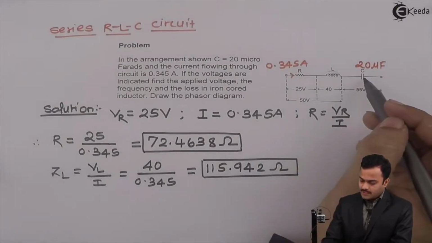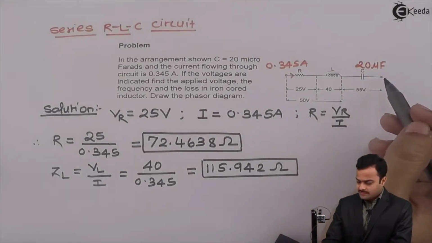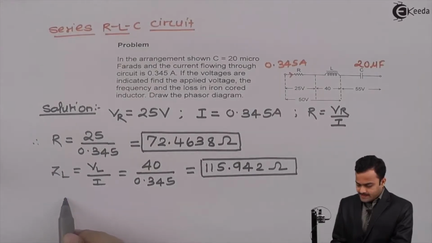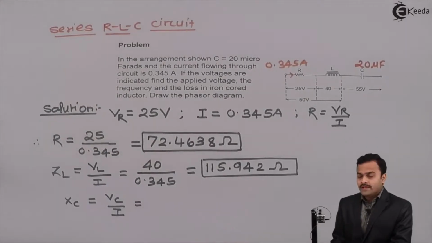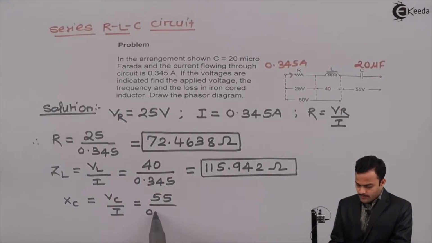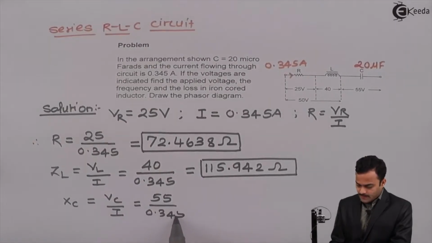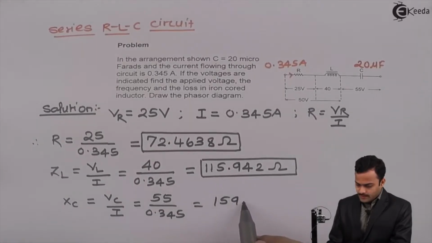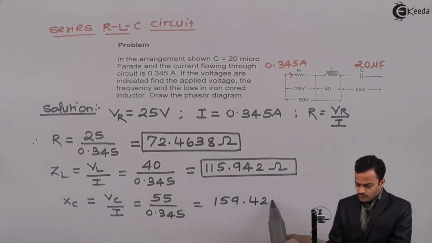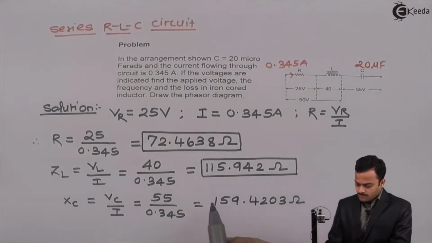Let's consider the third part. The pure capacitance is given. So XC will be equal to VC divided by I. VC is given as 55 and current is 0.345. So I am getting XC as 159.4203 ohm.